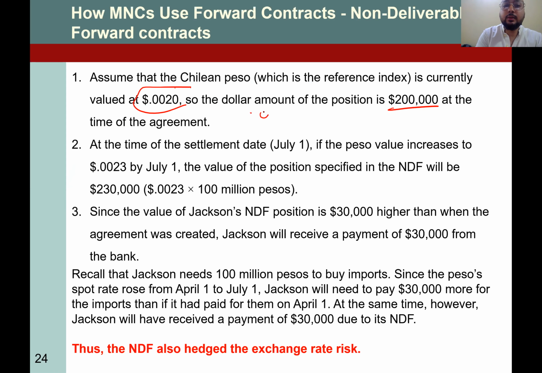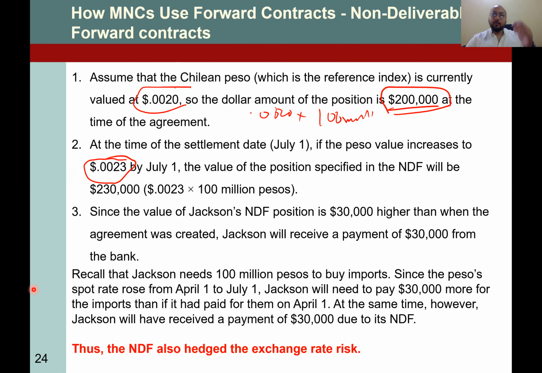So 0.0020 multiplied by 100 million. Answer would be 200,000. Now what happens at the settlement date? If at the time of the settlement date the peso value increases to 0.0023, the value of the position of the NDF will be 230,000. How can you get it? 0.0023 multiplied by 100 million.